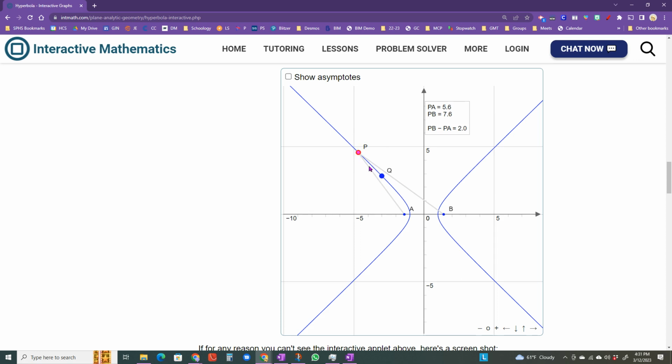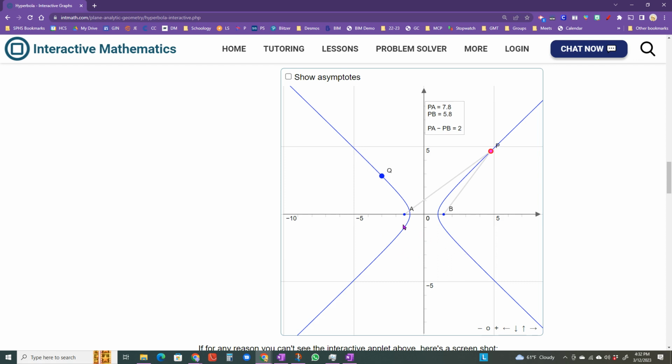So PB minus PA, as you can see up here, is always 2, no matter where I am. So this curve, and actually it's both of these curves, from these two fixed points, when I subtract the distances to any point on this curve, I'm always going to get 2. Really why I wanted to show you the two was so that you understood the difference. Ellipse means we're adding the distances. Hyperbola means we're subtracting the distances.